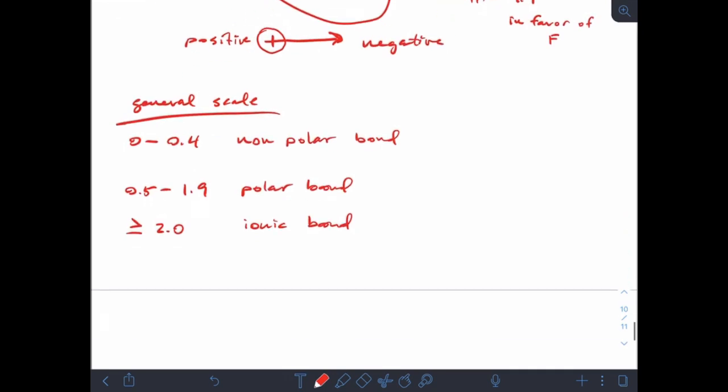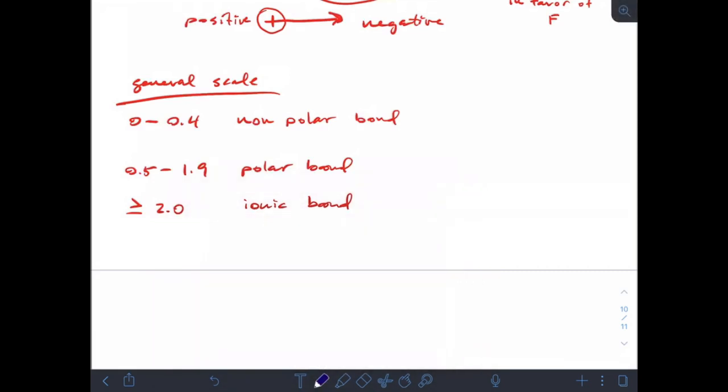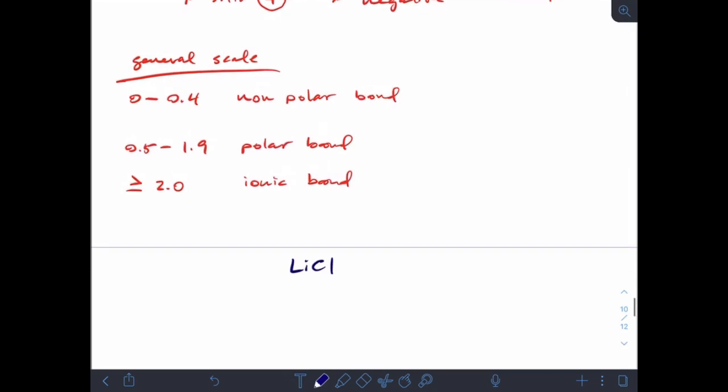Let's take a look at how that plays out. If I have, as my example, lithium chloride, we know that it's ionic because it's a metal bonded to a nonmetal. We've talked about the bonding in that compound, in that the electron gets transferred from the lithium to the chlorine. In terms of the Pauling electronegativity scale, lithium has a value of 1, chlorine has a value of 3. That gives a value of 2.0 in favor of chlorine. The difference in electronegativity is so great that chlorine quite literally pulls the electron right off of lithium.